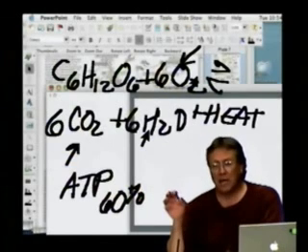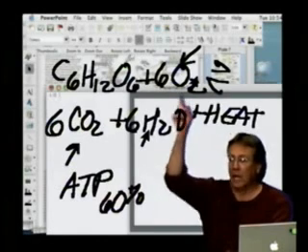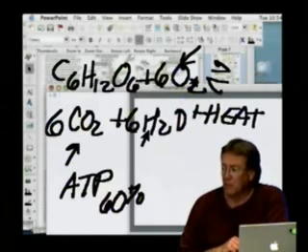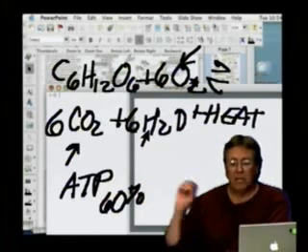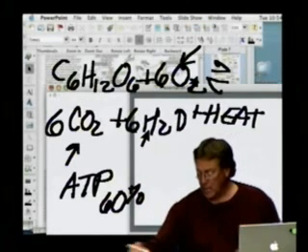So if you have lots of mitochondria, you have the capability for doing lots of aerobic metabolism. You can produce lots of ATP, but you will also produce a lot of heat.